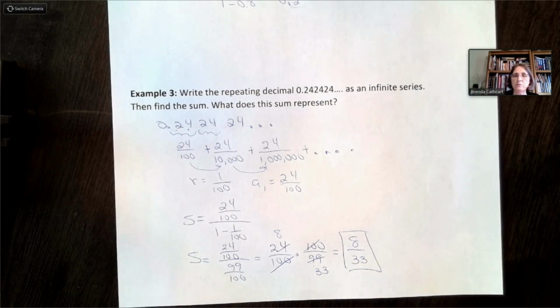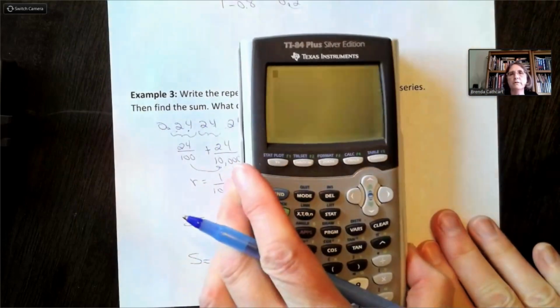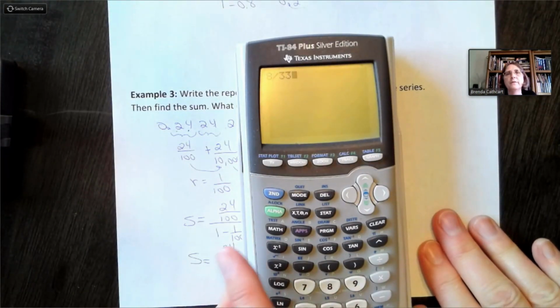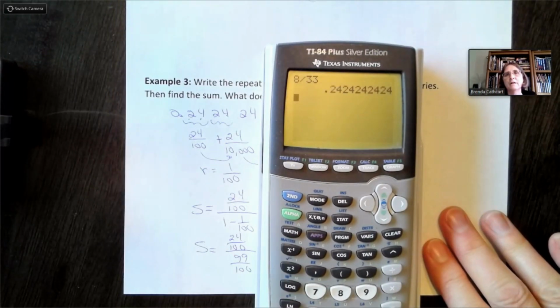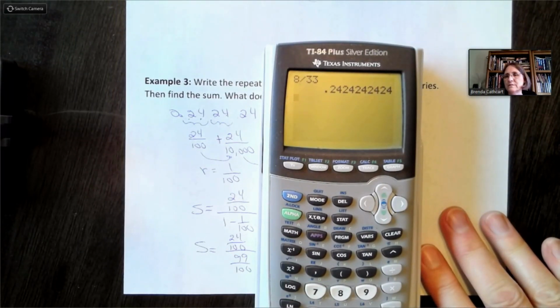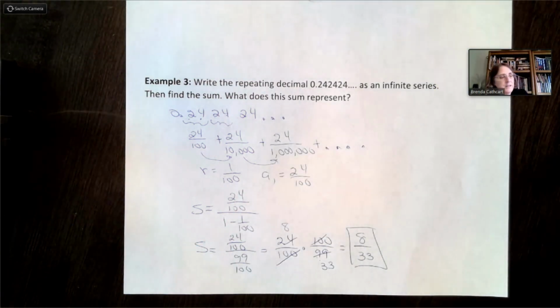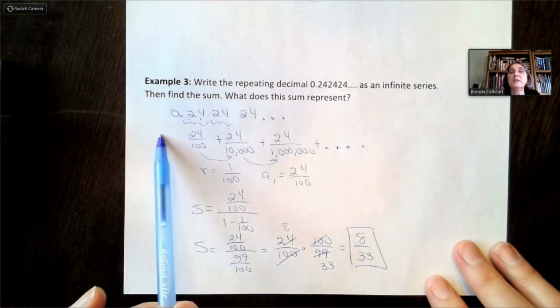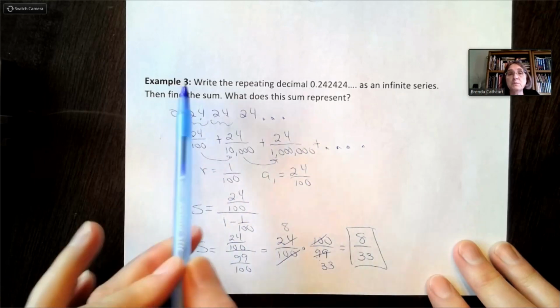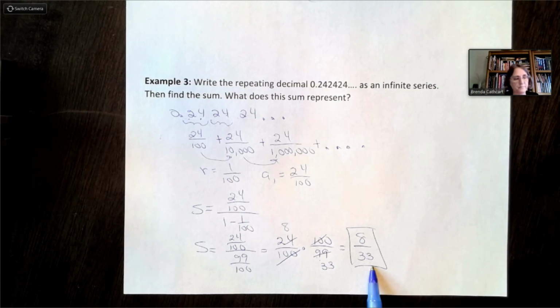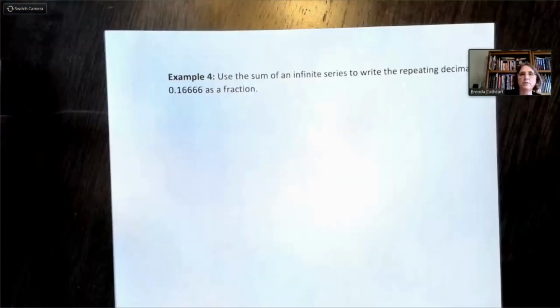Okay, what does that have to do with a repeating decimal? Well, let's try it the other way around. If I take the decimal 8 divided by 33, I get 0.24 repeating. Okay, so what we see then is we can take, using it as an infinite geometric series, a repeating decimal and rewrite it as a fraction. Okay, let's try another one of those.